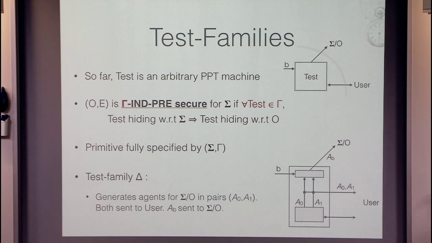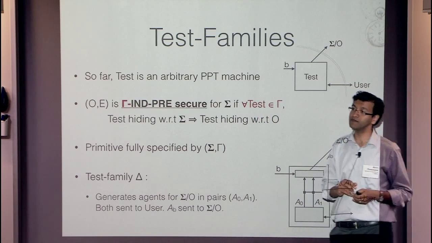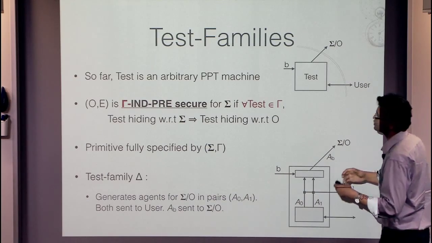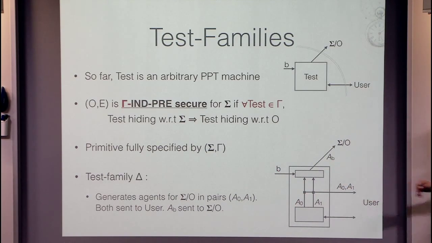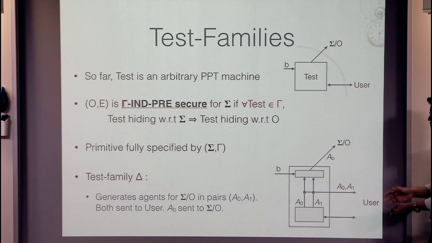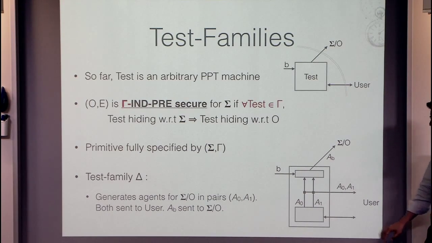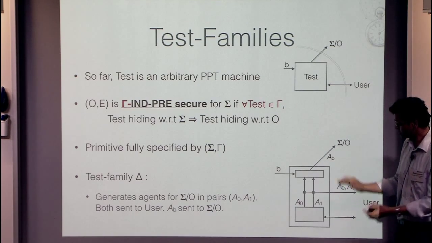And there are many interesting test families we have been coming across. We talk about test families which are deterministic, or various other things which will make sense for different primitives. But one test family which does make sense for many primitives is this test family that we call delta. It has a structural requirement. Maybe I'll just briefly tell you what delta does. It has an arbitrary part at the bottom which interacts with the user arbitrarily, but this part doesn't get the bit B.